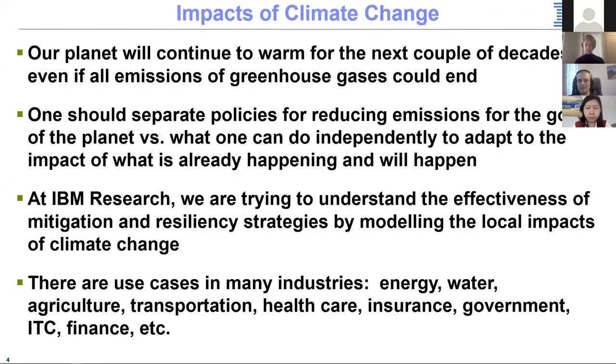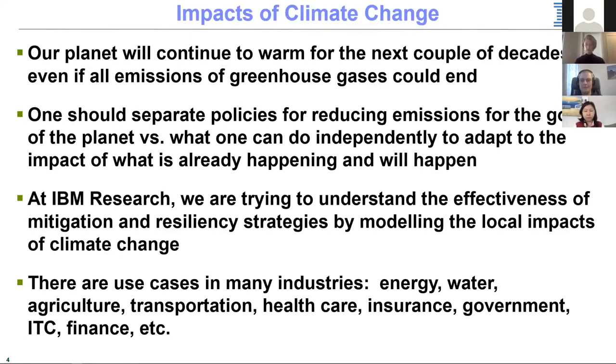One of the things we're looking at in IBM Research comes from the perspective that no matter what we do, and even when we think about the pause and positive environmental impacts coming out of the COVID-19 situation, our planet is going to continue to warm. So we need to understand how to look at the impacts of climate change, independently of pursuing policies to reduce emissions. For some of our work at IBM Research, we're focused on understanding the effectiveness of strategies for dealing with the fact that the planet is continuing to warm, by looking at the local impacts of climate change. We see this across pretty much most industries.